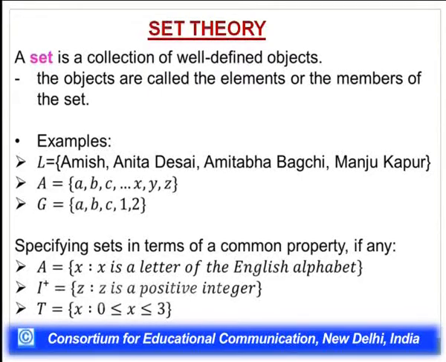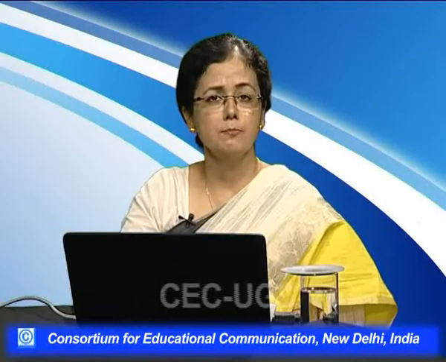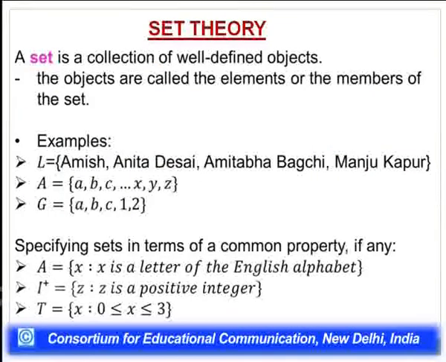Similarly, we defined the set A as one that has all the letters of the English alphabet. But you could also have a set G where really there is no common property that links up the elements together. So if you look at this set G, it has as its elements A, B, C, 1 and 2. And really there's nothing in common that links up all of these elements together.